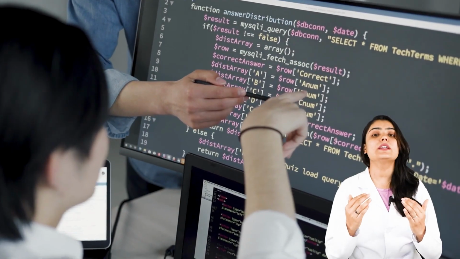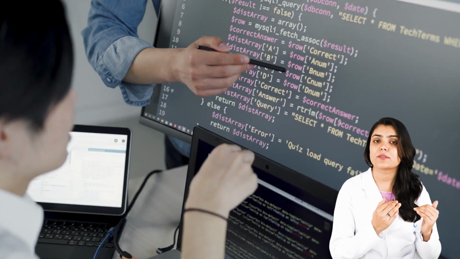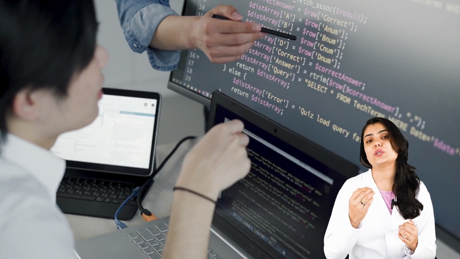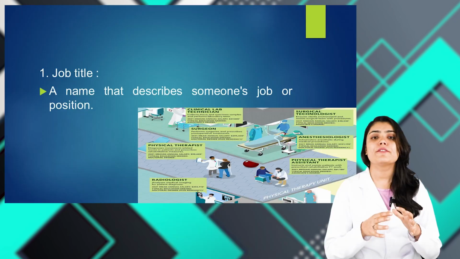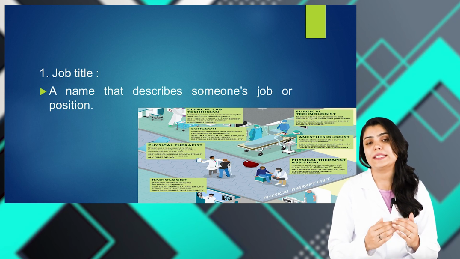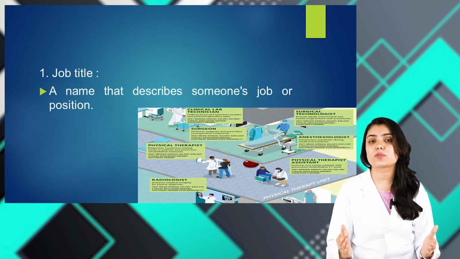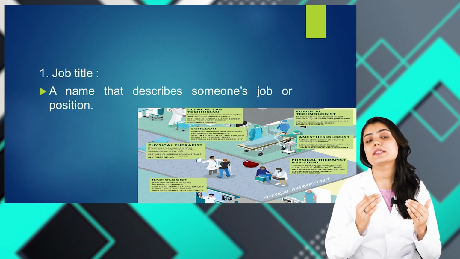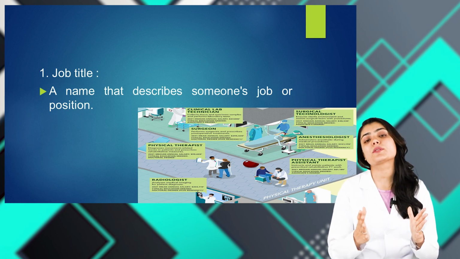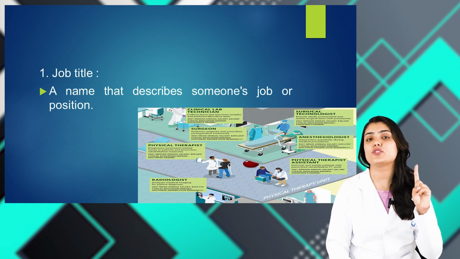Similarly, even in hospitals, we see that the job description varies from one organization to another. Even though it varies, the job description in every organization must contain some important things. The very first one is the job title. Every job description will have a job title. It is a name that describes someone's job.